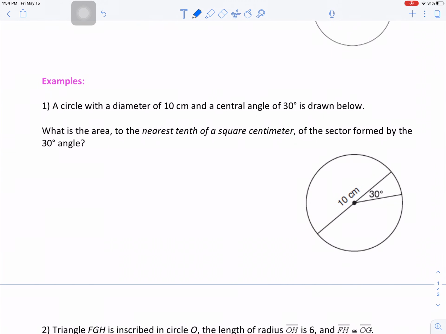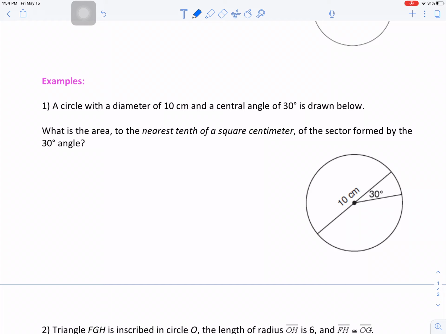I will do a demonstration, some problems for you. A circle with a diameter of 10 and a central angle of 30 is drawn below. What is the area of the sector formed by the 30-degree angle, to the nearest tenth of a square centimeter? So I'm going to be calculating and putting the pi in my calculator, and I'm going to be rounding. Sometimes in these problems we're asked to leave it in terms of pi, and sometimes we are asked to round. So it depends upon the situation.